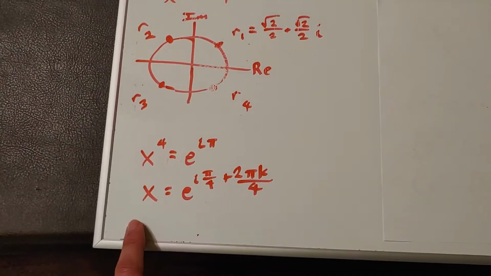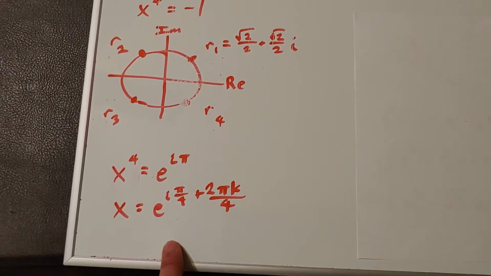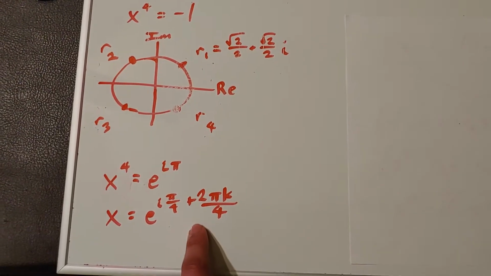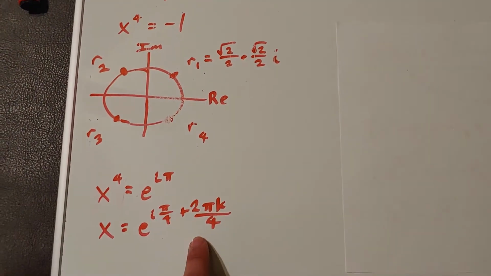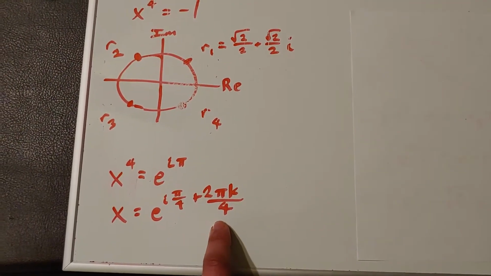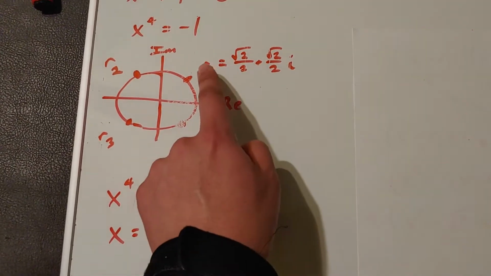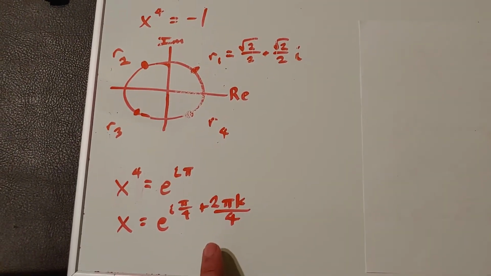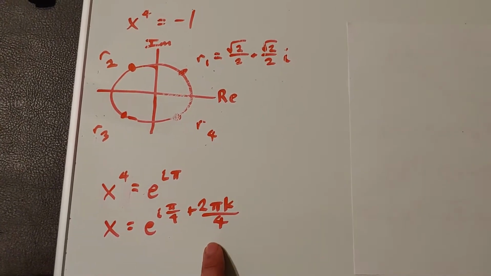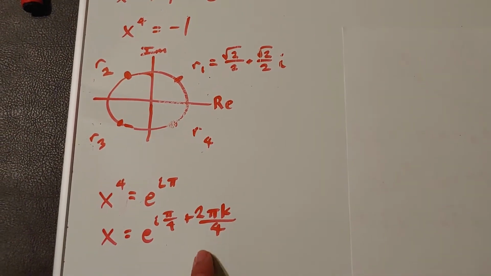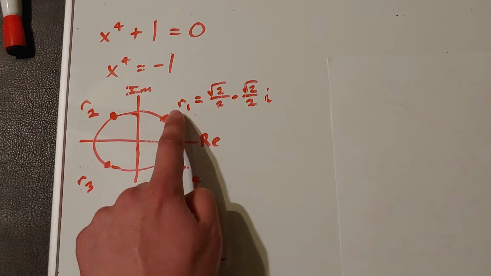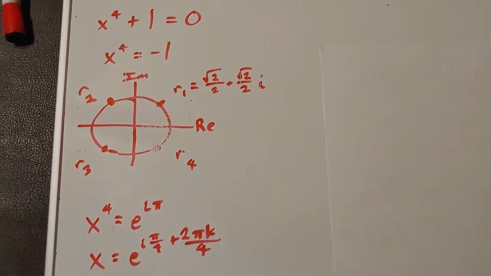And then we take the fourth root of both sides. And remember, when we take the fourth root of a complex number, you have to account for the possible multiple roots that we have. All right, so here k could be equal to 0, which would correspond to R1, or it could equal 1, 2, or 3. So if k equals 0, 1, 2, or 3, then we have R1, R2, R3, or R4.